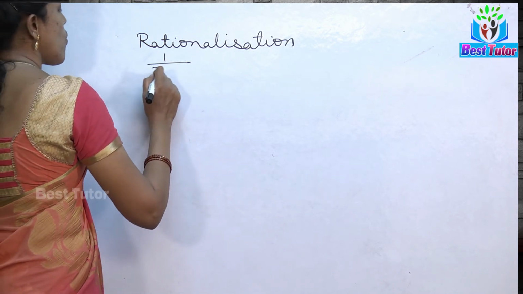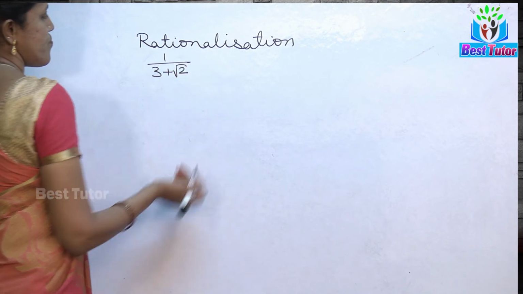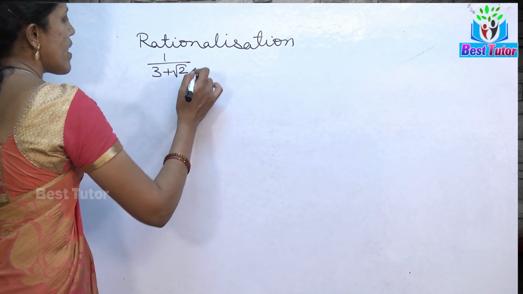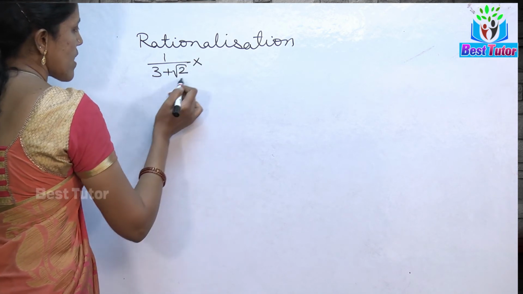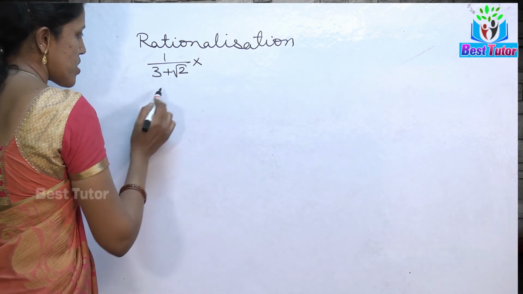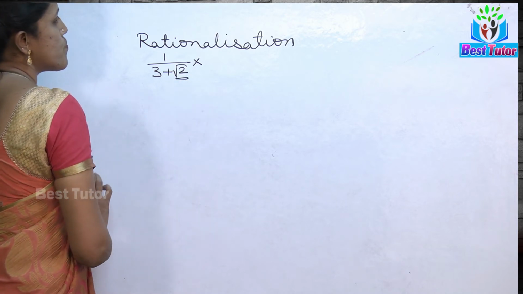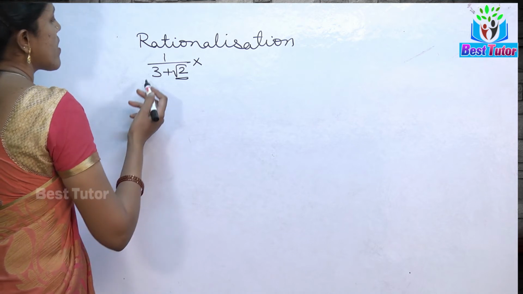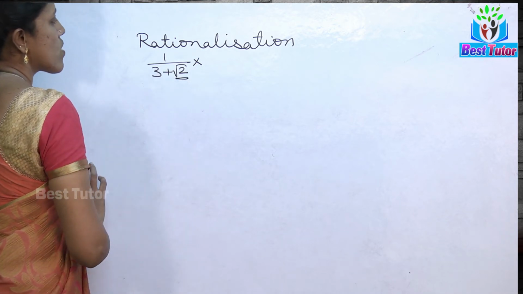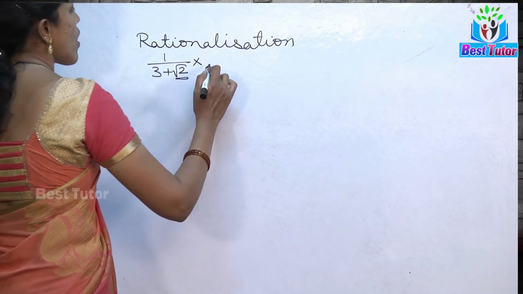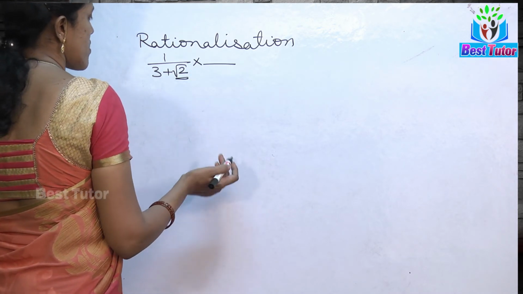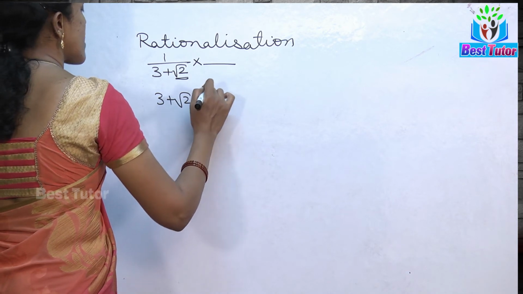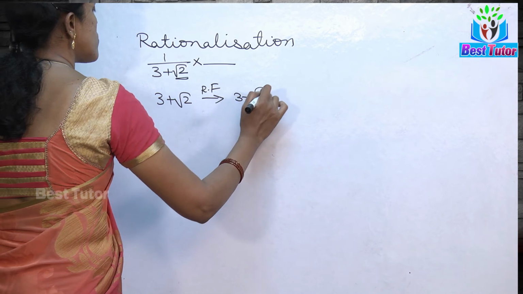What if I have 1 by 3 plus root 2? Then I need to multiply this. It's clear that the denominator is an irrational number and the reason being root 2. So, 1 by 3 plus root 2 has an irrational number in the denominator. I would like to make it a rational number. So, I have to multiply it with a suitable rationalizing factor. For 3 plus root 2, the rationalizing factor is going to be 3 minus root 2.